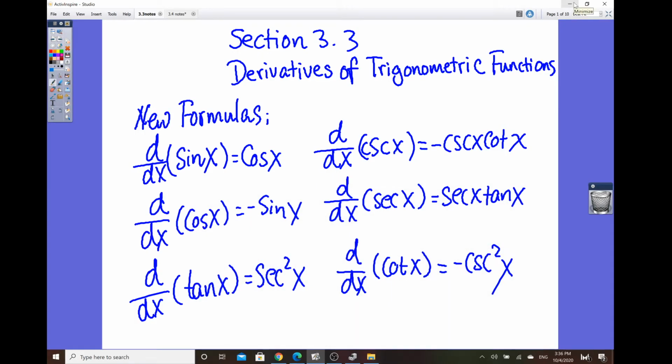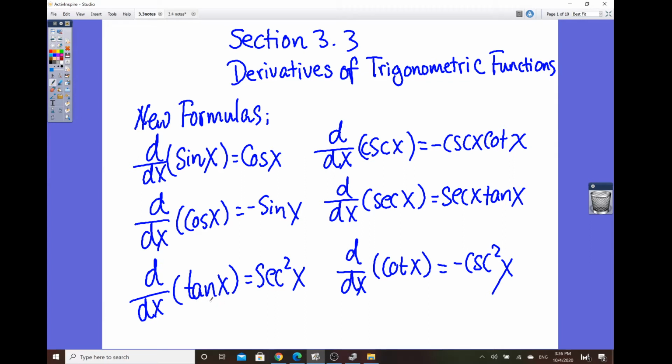Alright, calculus students, this one is for section 3.3, derivatives of trigonometric functions. Here are the new formulas I need to follow through. I can show you the proof for this, but just recognize the pattern here. The derivative of sine of x is cosine of x. The derivative of cosine of x is negative sine of x. So they're kind of like reversals of each other.